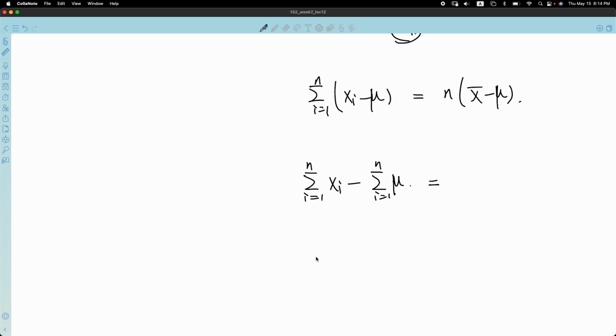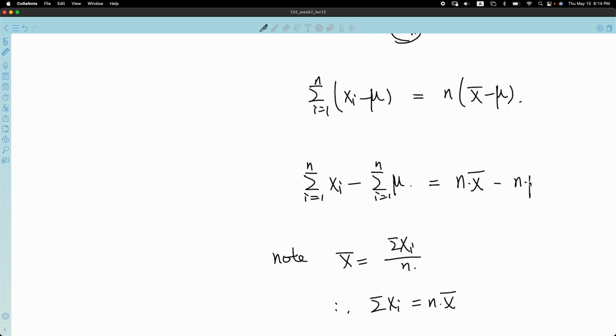for this one here, note that x bar is equal to the summation of xi over n. So the summation of xi is equal to n multiplied by x bar, right? So the first term here, I make it n multiplied by x bar. For the second part here, mu is a fixed term, so I have n copies of mu, so n multiplied by mu, right? Does that answer your question? Yeah, completely. Okay, good.